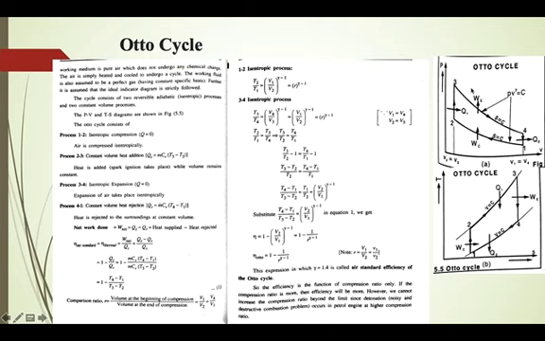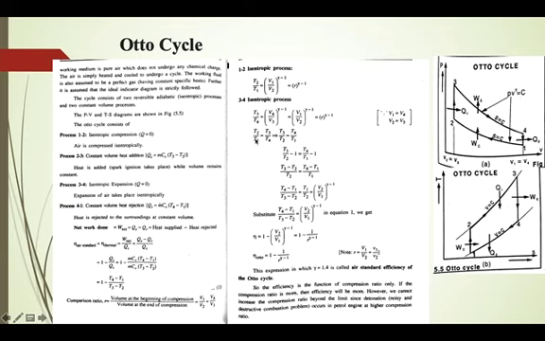Now for an isentropic process, we can write the temperature volume relationship. For isentropic process 1 to 2, T2 by T1 is equal to (V1 by V2) raised to gamma minus 1. V1 by V2 is the compression ratio R, so it is R raised to gamma minus 1. For isentropic process 3 to 4, we can write the same relation: T3 by T4 is equal to (V4 by V3) raised to gamma minus 1. V4 by V3 is also R, so T3 by T4 is equal to R raised to gamma minus 1.